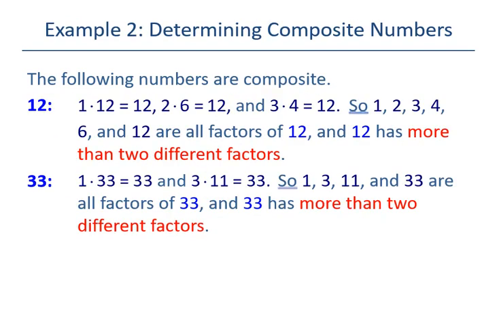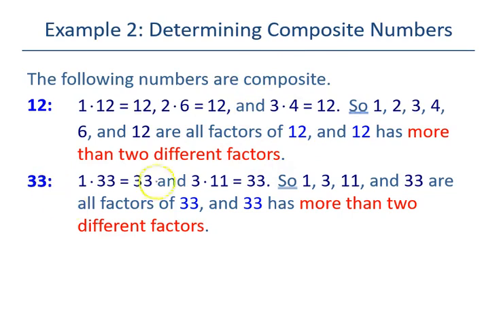So composites, let's look at them. The following numbers are composite. Notice 1 and 12. Well, I've got 12, so 2 times 6 equals 12. 3 times 4 equals 12. So 1, 2, 3, 4, 6, and 12 are all factors of 12, and 12 has more than two different factors. So therefore, it's composite.